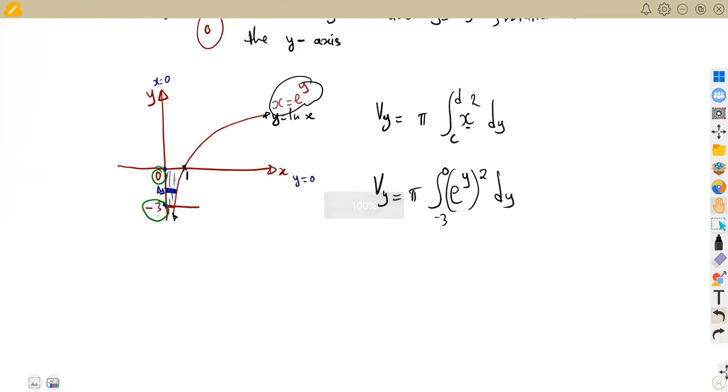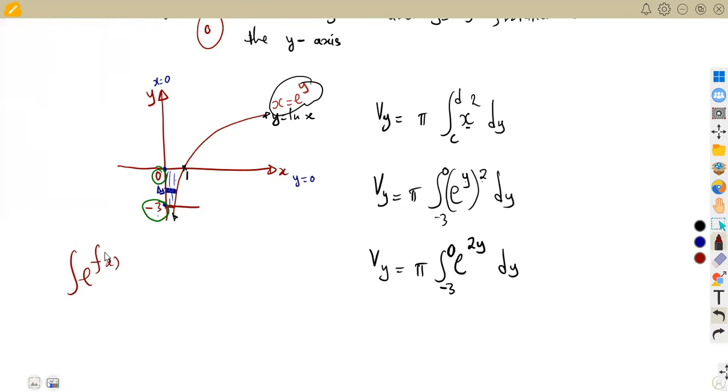If you're dealing with an exponential, this will be pi the integral of, we can multiply 2 times y there, which is e to the exponent of 2y with respect to y, with our limits -3 to 0. So remember that the integral of e to the exponent of f of x with respect to x is simply e to the exponent of f of x over the first derivative of f of x, plus the constant. So here I've got f of y in this case.